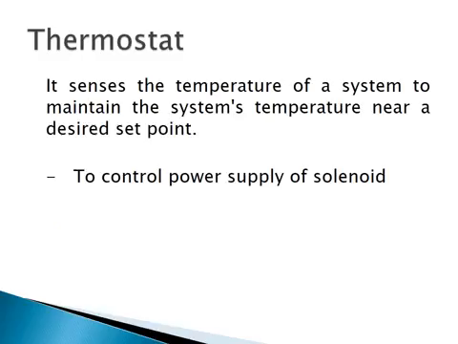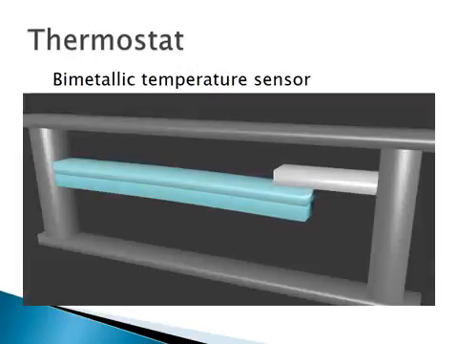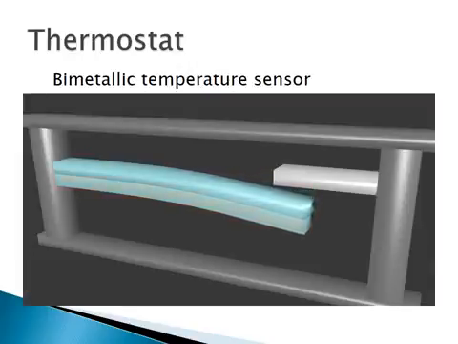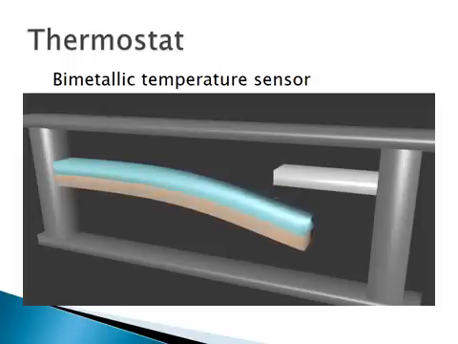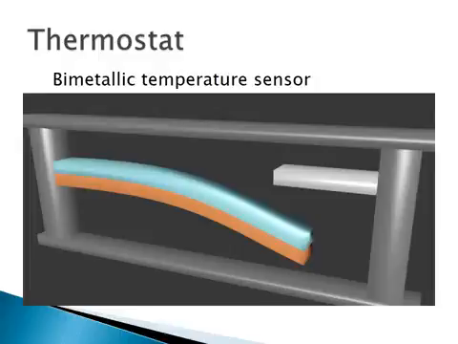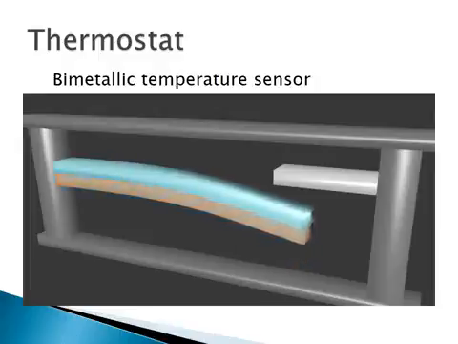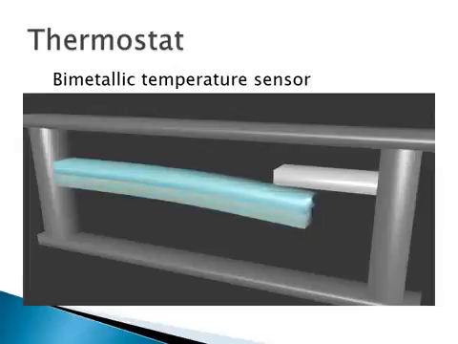A thermostat is a component of a control system that senses the temperature so that it can be maintained around a near desired set point. Here we are using a thermostat to control the power supply of a solenoid. A bimetallic mechanical sensor senses the air temperature using differential expansion of two metals to actuate an on-off switch. Typically, the system would be turned on when the temperature drops below the set point and turned off when it rises a few degrees above, to avoid excessive switching.